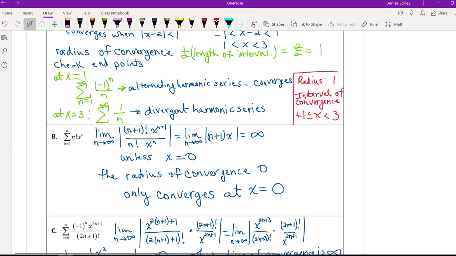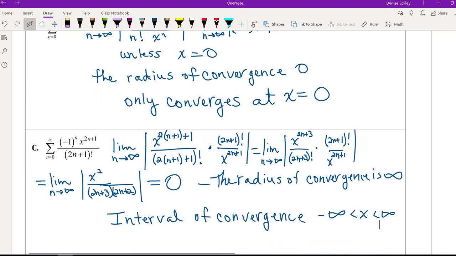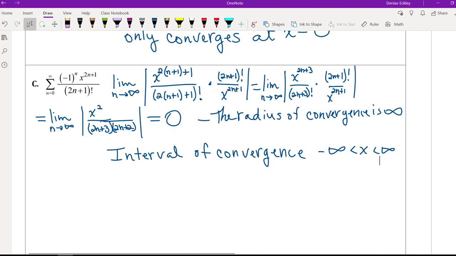An example where you had no radius of convergence. It only converged at the center point 0. And then finally, the last one, it converges everywhere. So you have a radius and interval of convergence of everything. So we have one more example. And let's see how this one works out.